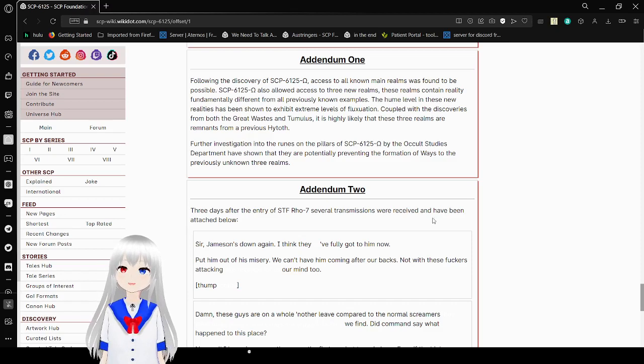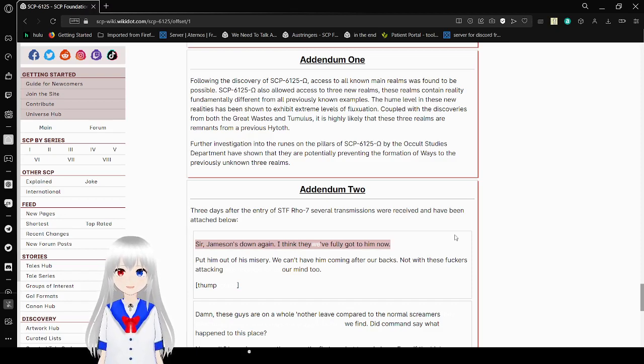Anyway, on the discovery of SCP-6125 Omega, access to all known main realms was found to be possible. SCP-6125 Omega also allowed access to three new realms. These realms contain reality fundamentally different from all previously known examples. The human level in these new realities has been shown to exhibit extreme levels of fluctuation, coupled with discoveries from both Great Waste and Tumulus. It is highly likely that these realms are remnants from a previous high thought. An investigation into the ruins on the pillar of SCP-6125 Omega by the Occult Studies Department has shown that they are potentially preventing the formation of Waste to previously unknown three realms.